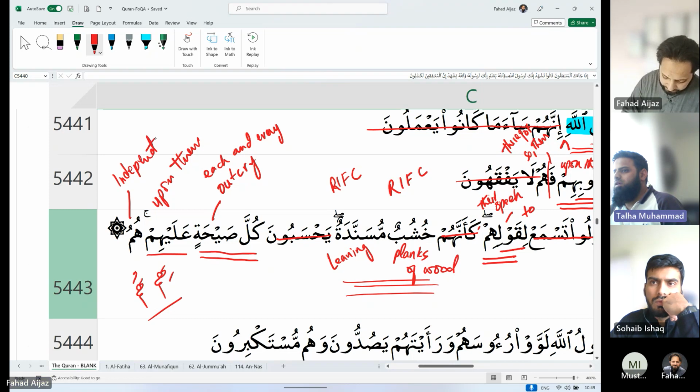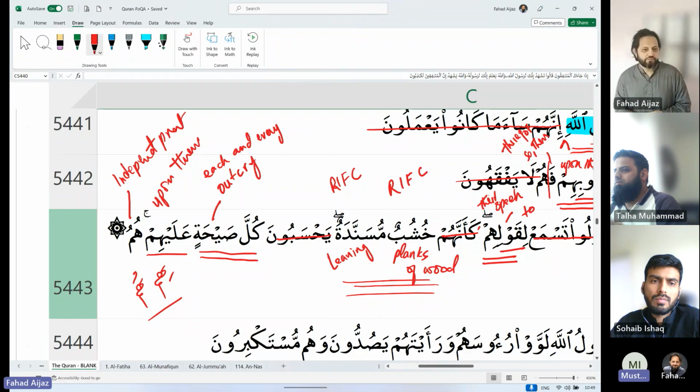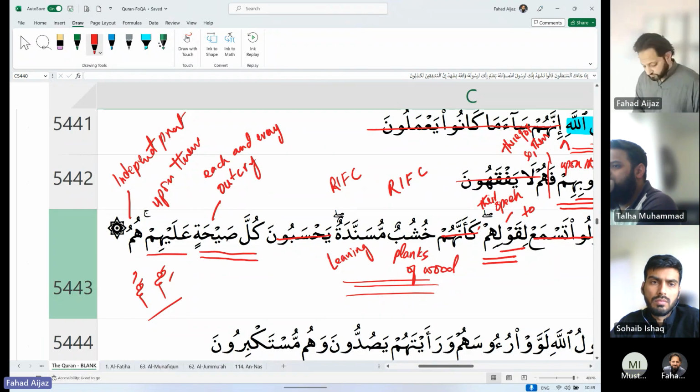Everyone sees that? Correct. I know it's independent because there is nothing before it that can make it jar or nasab.